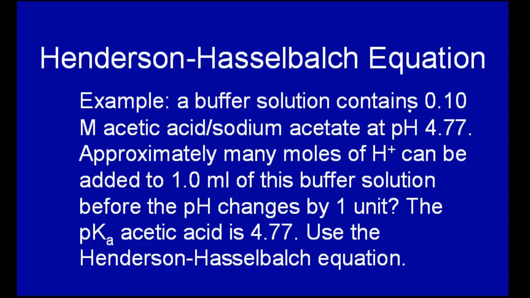We have a buffer solution which contains 0.1 molar acetic acid, sodium acetate. By this I mean that the total concentration of acetic acid and sodium acetate at pH 4.77 is 0.10 molar. We're asking the question, how many moles of H plus can be added to 1 milliliter of this buffer solution before the pH changes by 1 unit? The pKa of acetic acid is 4.77. Use the Henderson-Hasselbalch equation. All right, well, let's write down the Henderson-Hasselbalch equation.